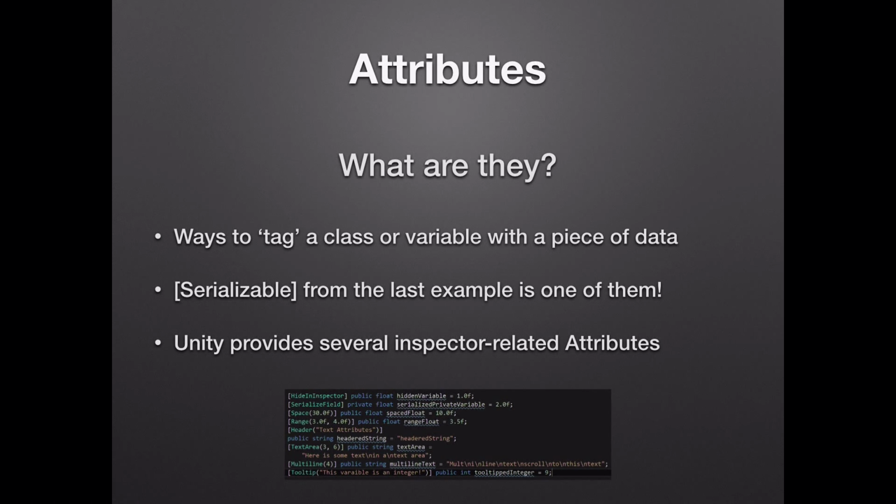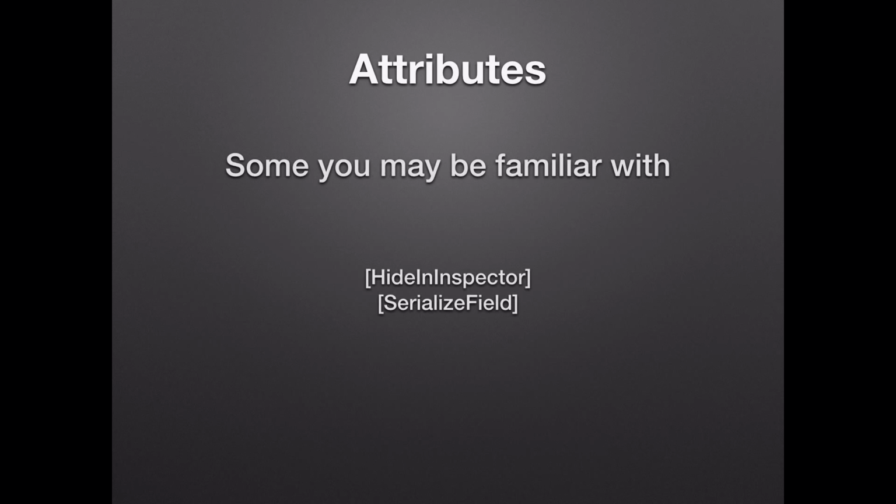Some of them you may have seen. I know I used these pretty early on for various things. Hide in inspector takes a public variable and makes it not display in the editor, and serialize field takes a private field and makes it display in the editor, and also makes sure that the data gets saved as you're saving your scene, because private variables don't get serialized by default.